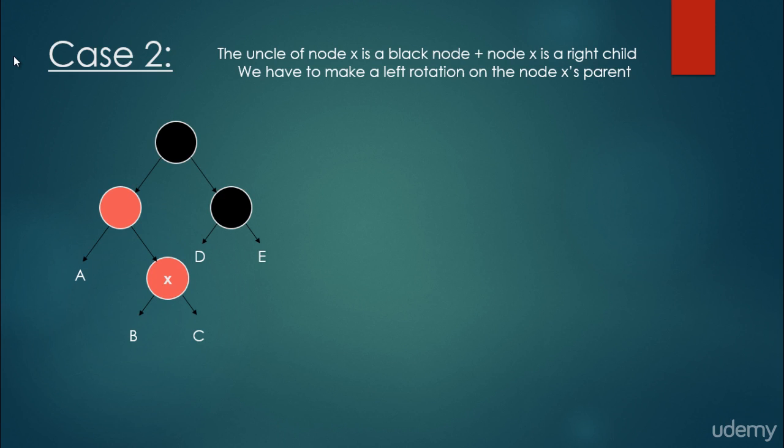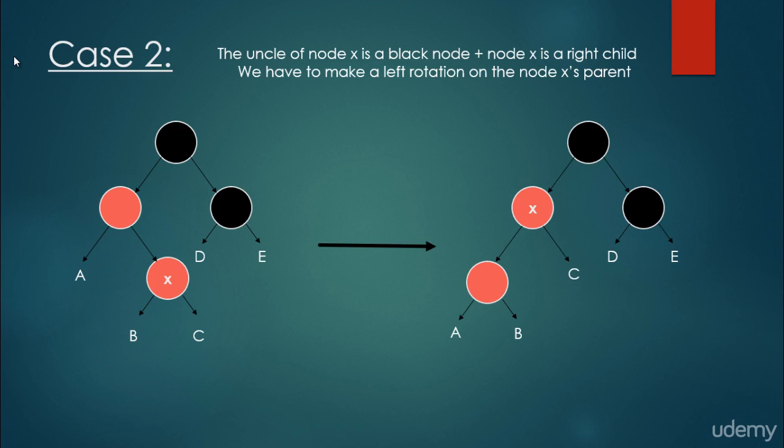So we have to make a left rotation on the node X parent. This blue one is the parent of node X. We have to rotate the blue node, we have to make a left rotation. If we were dealing with the symmetric case, as we have discussed earlier, then we would have to make a right rotation accordingly. In this situation, we have to make a left rotation on the blue node. And after the rotation, we end up with this situation.